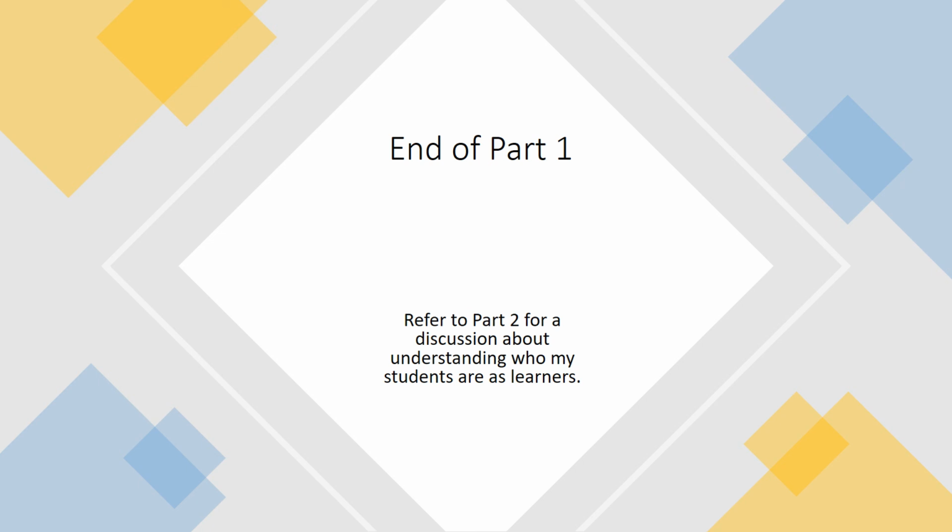And that brings us to the end of part 1 of this video. The next step in the Let Me Learn implementation process is to understand who my students are as learners. For a discussion about this next step, please refer to part 2 of this video.